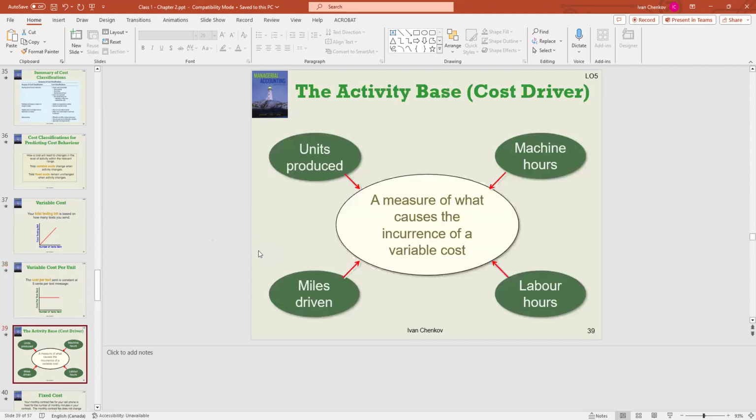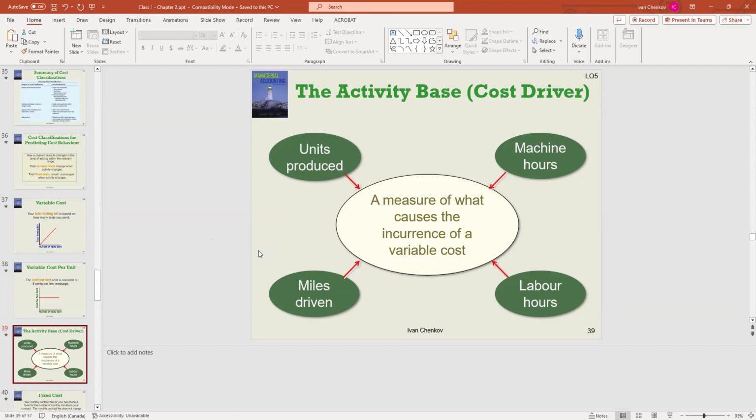What drives the total cost in the variable cost then? What is the thing that drives the variable cost? Well, different things. First thing that drives it is the units that we produce. Obviously, if we produce more finished goods, we need to have more direct material. So the units that we produce is going to drive the cost of the material.